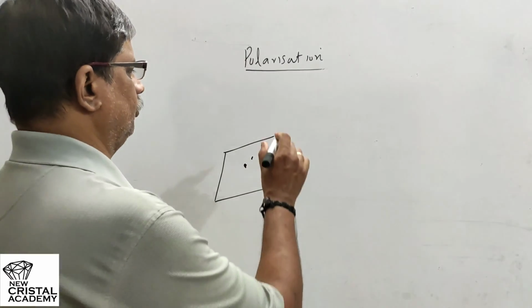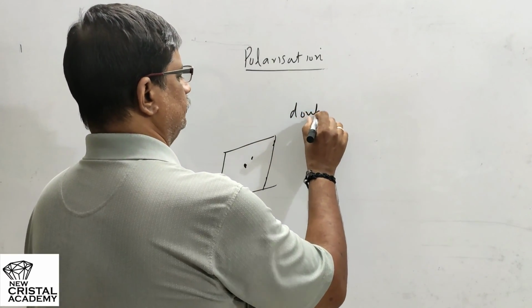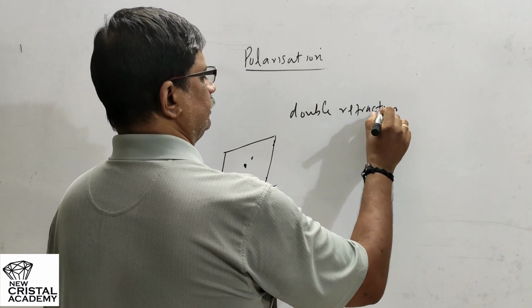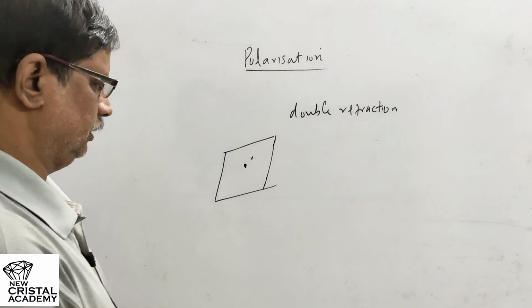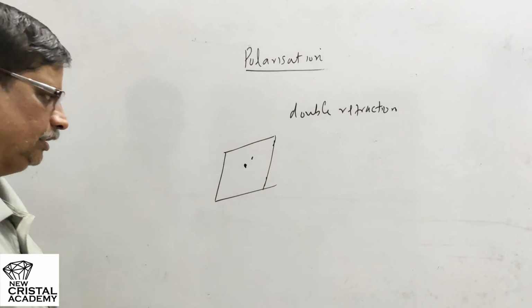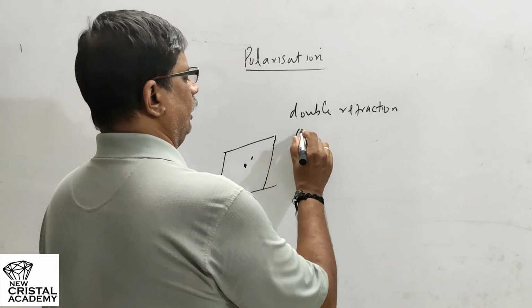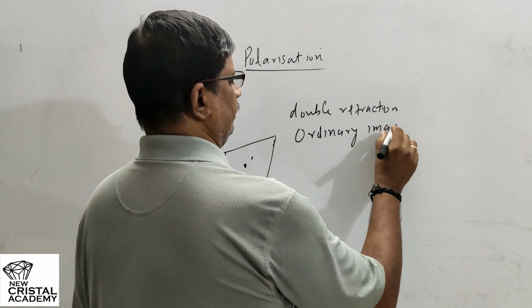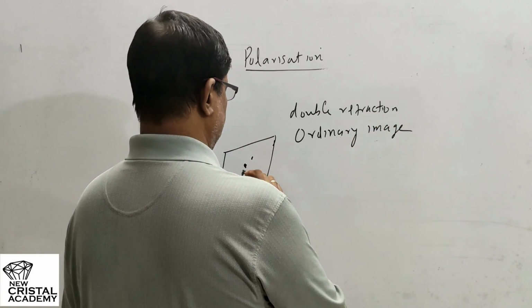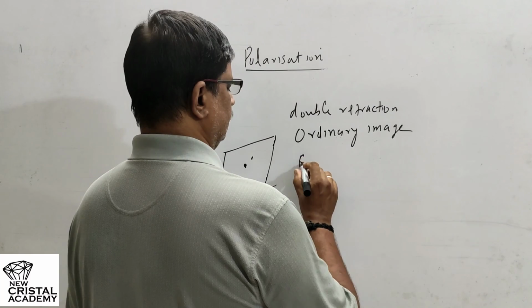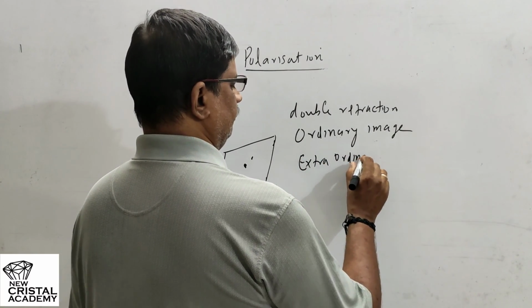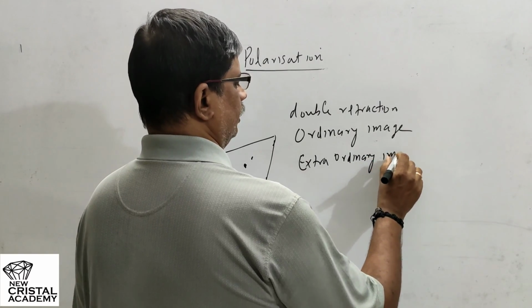And this phenomenon is called double refraction. Calcite is a doubly refracting crystal. The image that remains stationary is called the ordinary image, and the image that rotates around it is called the extraordinary image.